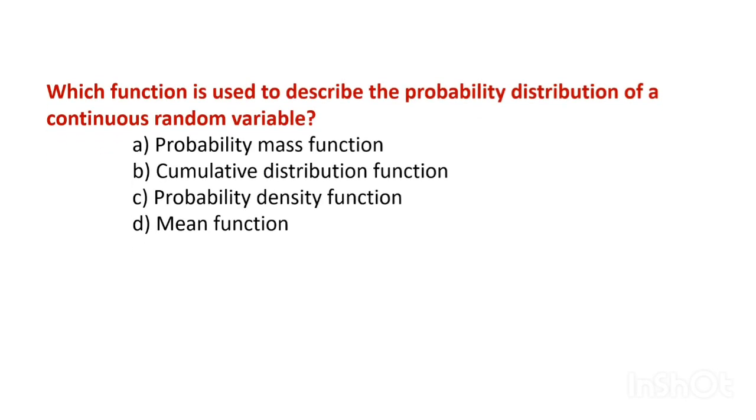Which function is used to describe the probability distribution of a continuous random variable? A continuous random variable is described by the probability density function, which gives the relative likelihood of different outcomes, so the correct answer is option C, probability density function.